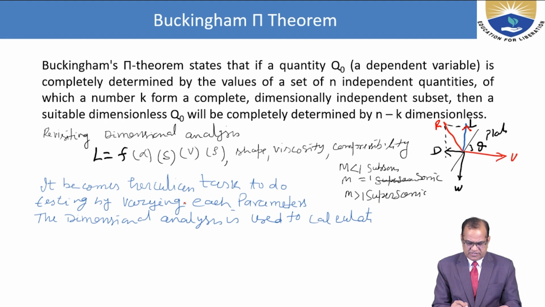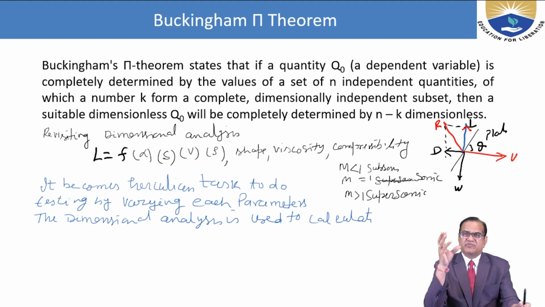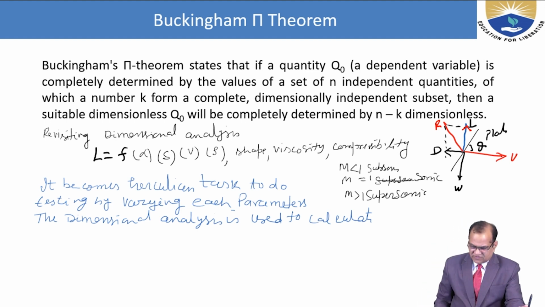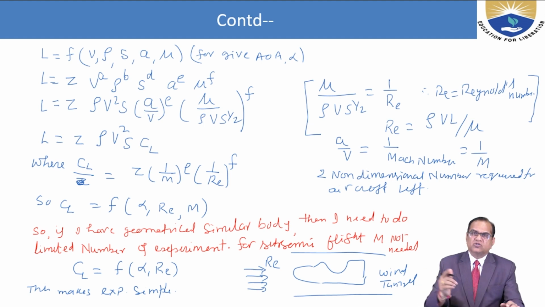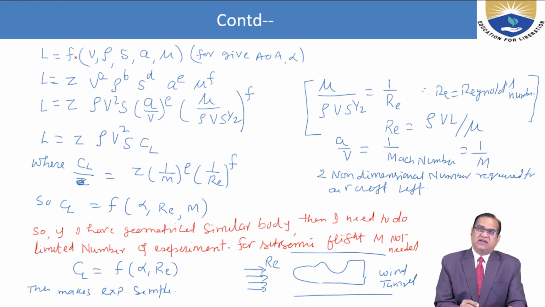So it becomes a Herculean task to do testing by varying each parameter. So 1, 2, 3, 4, 5, 6, 7, 8, 9. It is very difficult to do all these things. So if we have some non-dimensional number, and if we keep that constant, we can do the testing very easily. So here we will see how we can get these non-dimensional numbers, the Reynolds number and the Mach number.